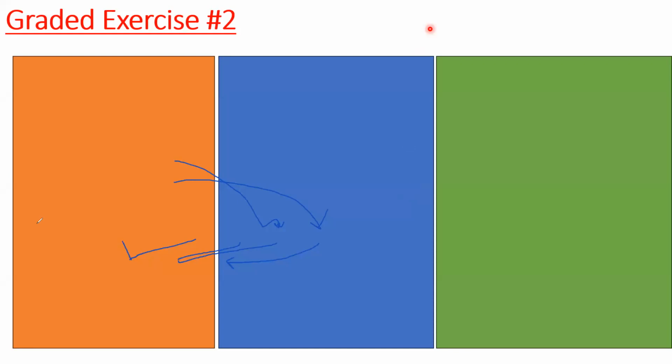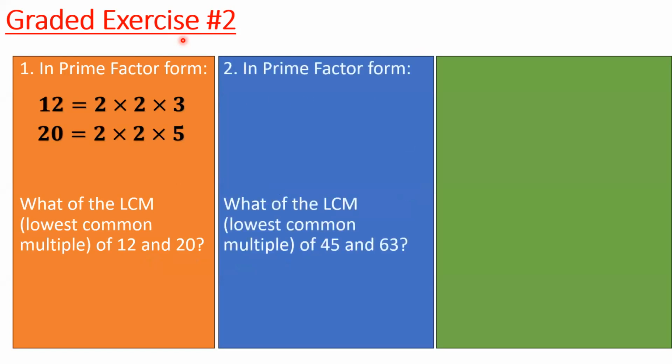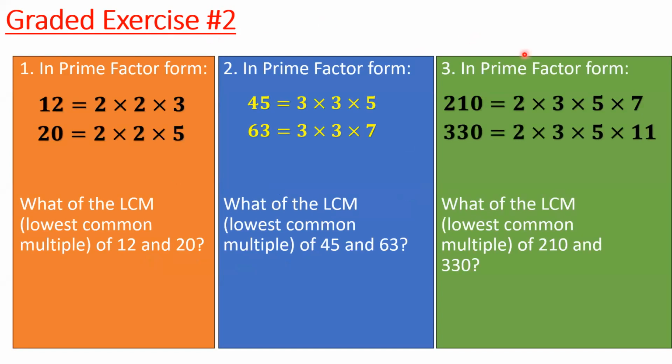Let me clear out the drawings. So let's go ahead. In prime factor form, we have 12 and 20. We have 45 and 63, and then we have the last one, 210 and 330. And the question is, what is the lowest common multiple? So I need you to do this for me, please. And then once you finish with your work, take a picture of it and send it to me via WhatsApp, right?